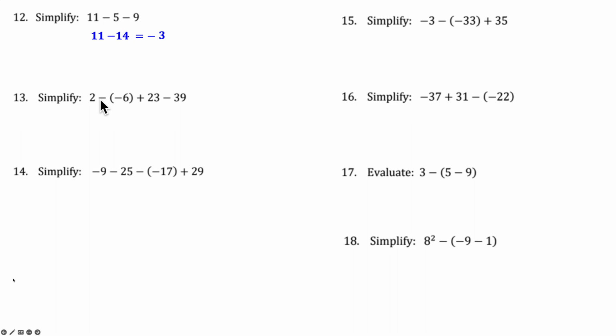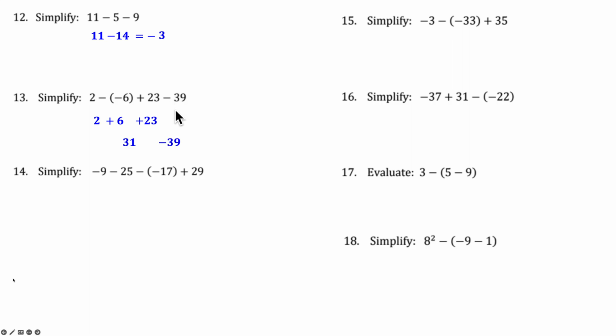Okay, number 13, fix the double signs. That's going to be a plus 6. So what I'm going to do is, the 2 is positive, the 6 is positive, and the 23 is positive. I want to add those all together first. 2 plus 6 is 8. 8 plus 23 is going to be 31.